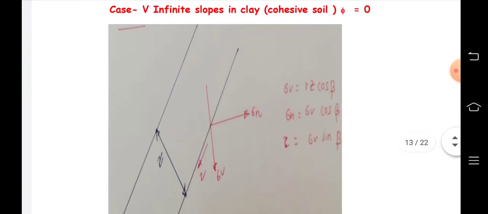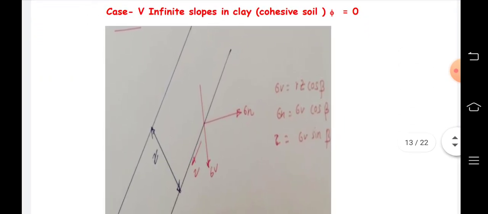And this is the last case. In the first case we considered cohesionless soil in dry condition, meaning there is no water. In the second case we also considered cohesionless soil, but with the water table at the top. In the third case we considered cohesionless soil, but with the water table at some depth. In the fourth case we considered cohesionless soil plus cohesive soil.